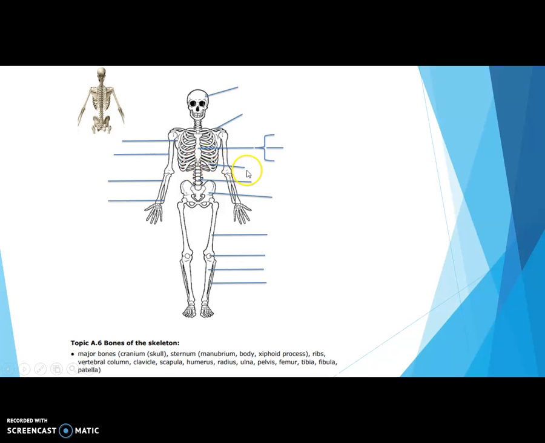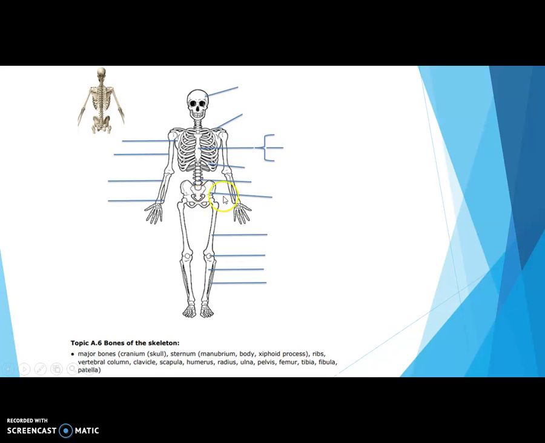So this one here, ribs, we should have there. This is the vertebral column. Now if you look on this posterior aspect, the vertebral column goes from down here all the way up to the base of the skull. So the vertebral column is that there. Here it's just from the front, so vertebral column there.